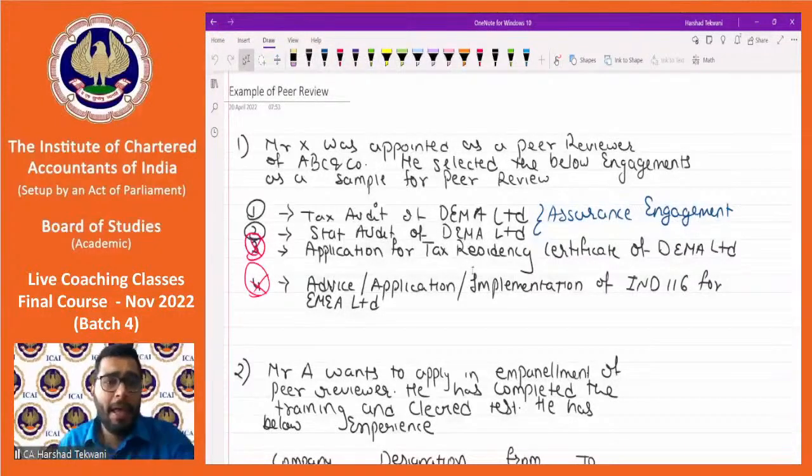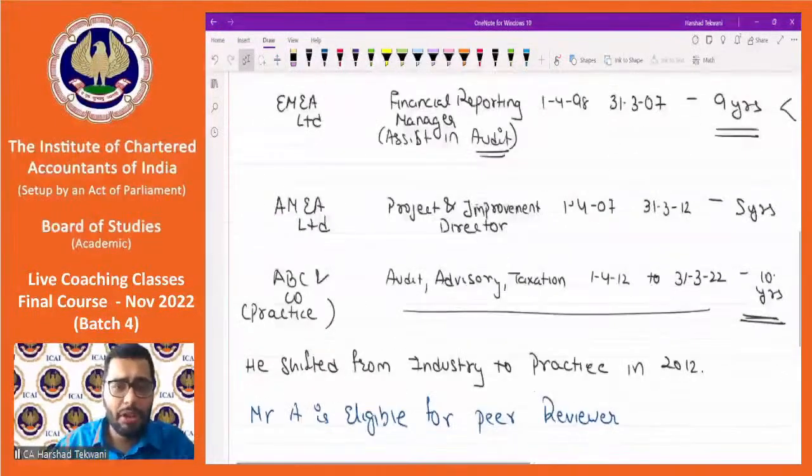For example, if he has taken the articleship in ABC and company, then Mr. X would have been ineligible to be appointed as a peer reviewer for ABC and company. Otherwise, he will not be ineligible, and for the rest of the entities, he will be eligible. I hope I have clarified it.